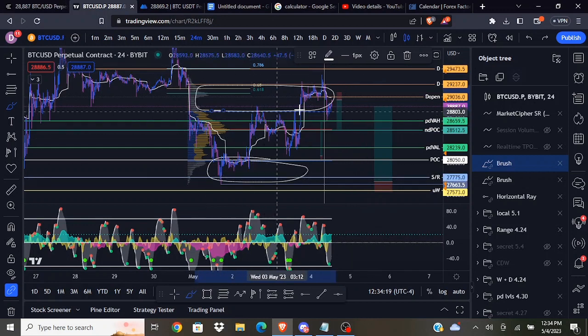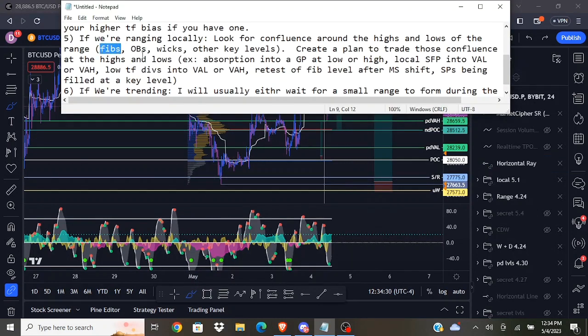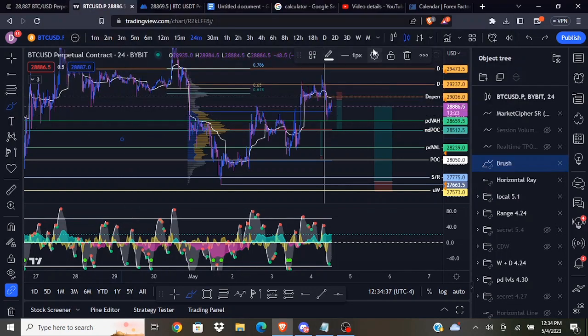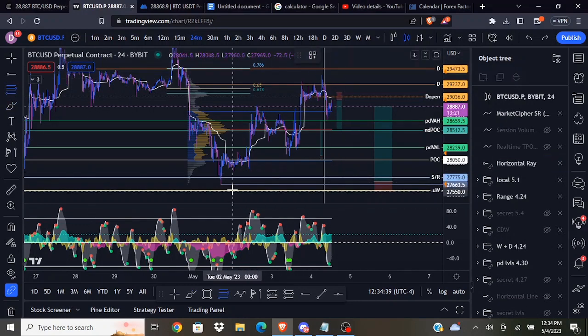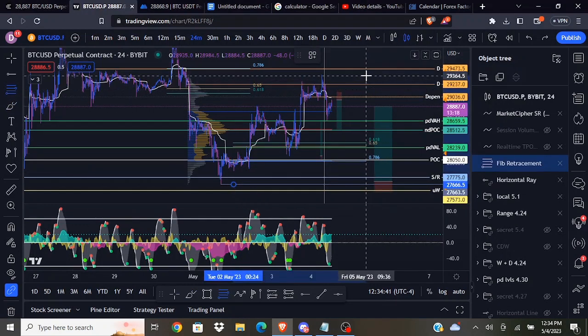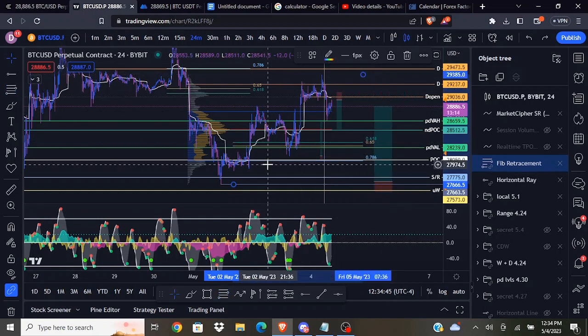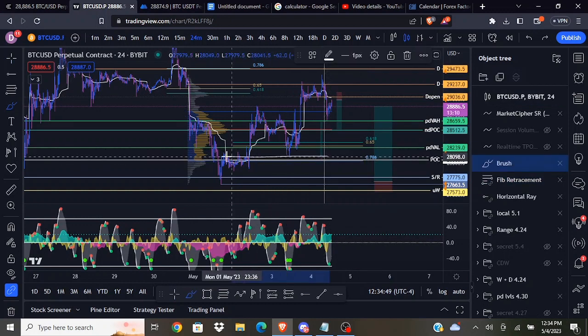this range. And some ways I like to find confluence inside these ranges is by using key levels. For example, fibs. You can pull a fib retracement and maybe look for a retracement to one of these key fib levels, and if it's lining up with a key volume area, like this 786 is lining up with the value area low, then that is some good confluence there.